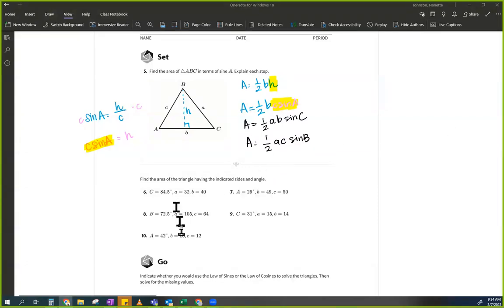We're gonna try problems 6 and 8. It doesn't really matter which one you give me. I can use any of these. Okay, so that's problem number 5 done. So here's your answer.